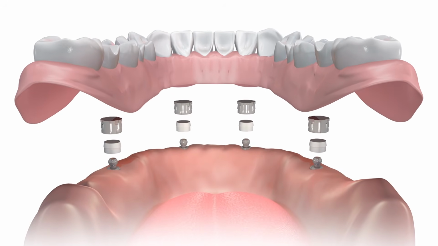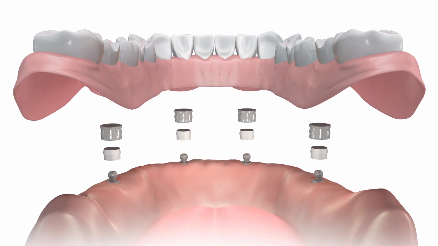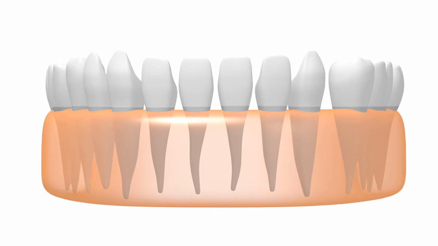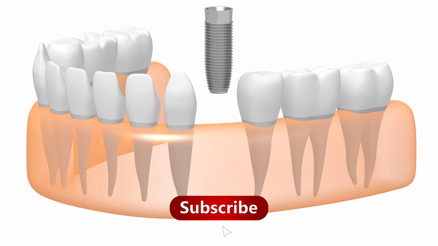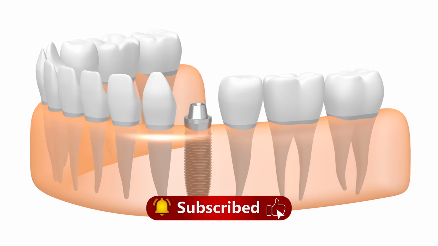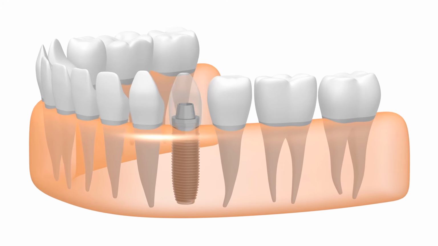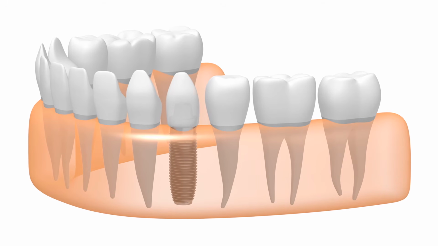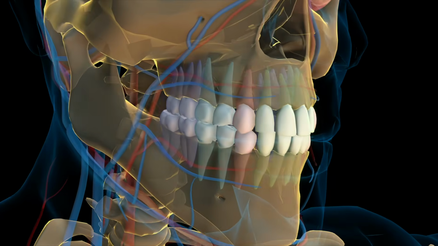Crown attachment and final restoration. Once healing is complete and the implant is fully integrated, the healing cap is removed. A permanent abutment is attached to the implant, serving as a connector for the crown. A custom-made crown, matched in color and shape to your natural teeth, is secured to the abutment. The dental implant now functions and appears just like a natural tooth, restoring your smile and chewing ability.